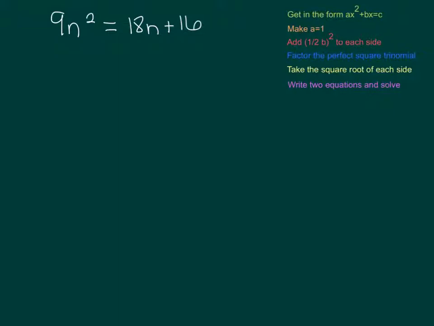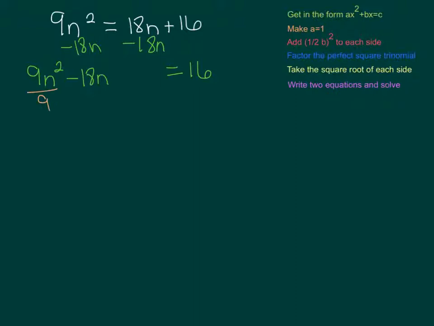Right, with this next example, our first step again is to get ax squared and bx on the left and c on the right. Right now we have this b term on the right. It needs to be moved to the left. There's no like term over here to line it up with. So that just gives me 9n squared minus 18n equals 16. Again, leaving a gap. Next step is to make a equal 1.